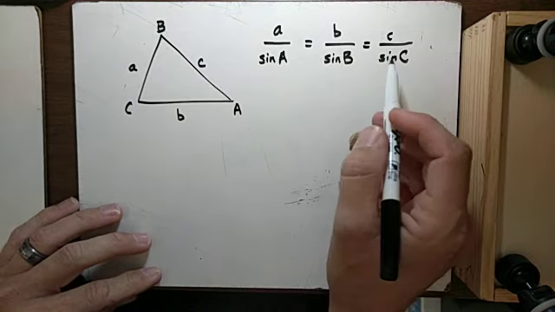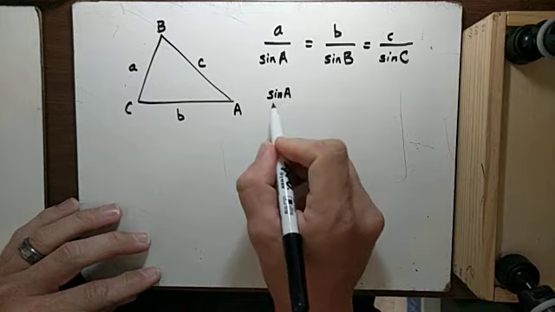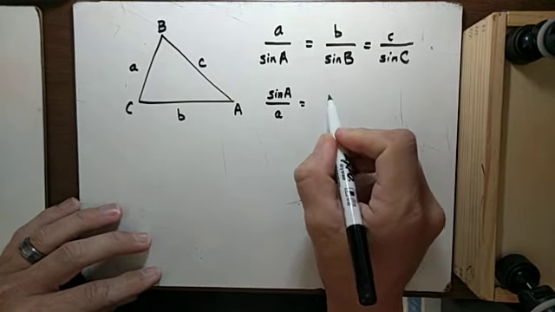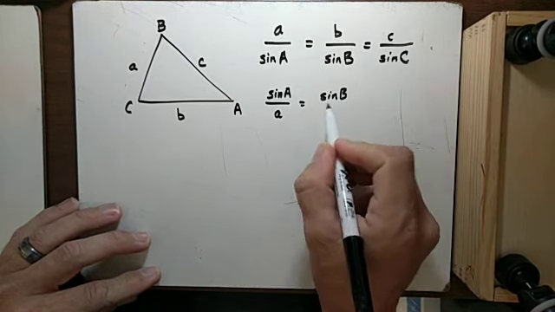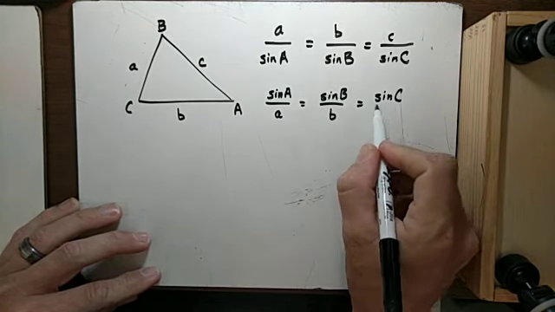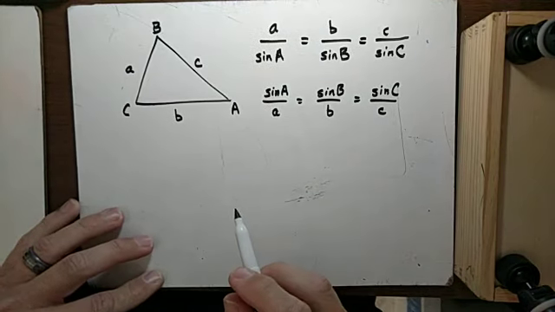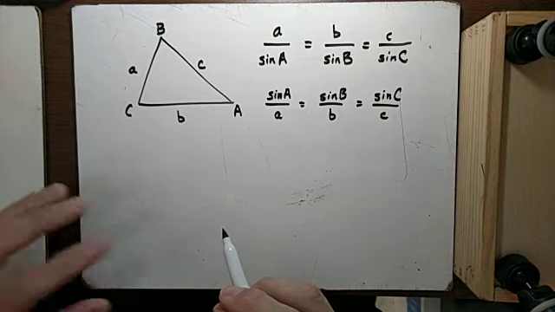Of course, you can flip all these over. So if you flip any one of these fractions over, you have to flip the other ones over to match, right? So the law of sines is sometimes written like this. I like the first version better, but it doesn't matter, honestly, which one you use, okay?